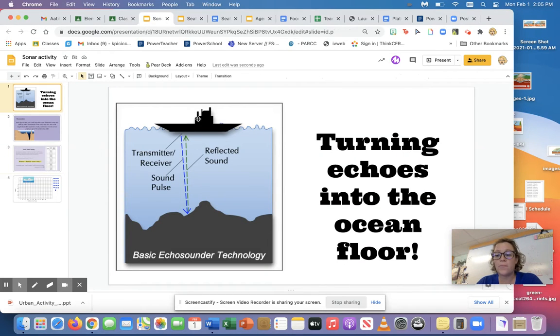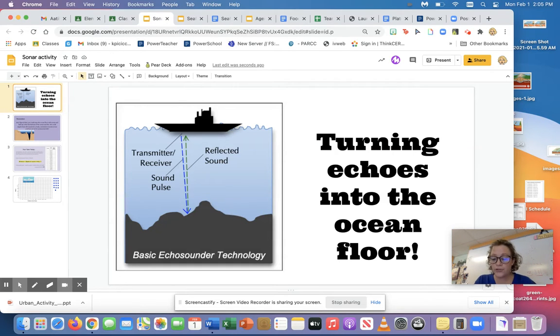Today we talked about doing the work that scientists do. So if you were actually on a boat and you wanted to determine the depth of the ocean floor, you could use something called sonar, which means you send a sound pulse, kind of like a sound wave, down to the bottom of the ocean floor. It bounces off, comes back, and based on the time it takes to come back, you can determine how far away it is. Is it really deep water? Is it really shallow water?